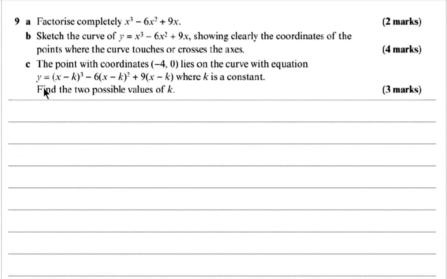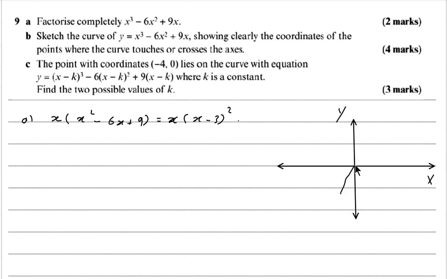Question 9a, factorize completely. Okay, very good. We will take x as a common factor, and then we have x squared minus 6x plus 9, which can be factorized to be x times x minus 3 all squared. B, sketch. Okay, the curve should cross the x-axis at 0 and then touch it at 3, right? Because we have here x minus 3 squared, and this is the 0.